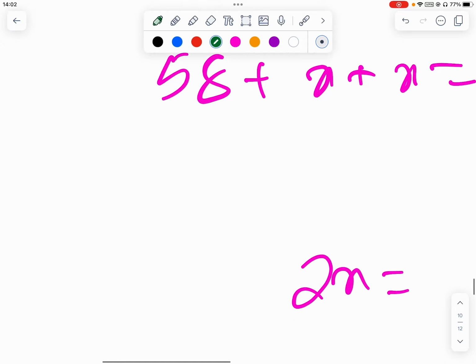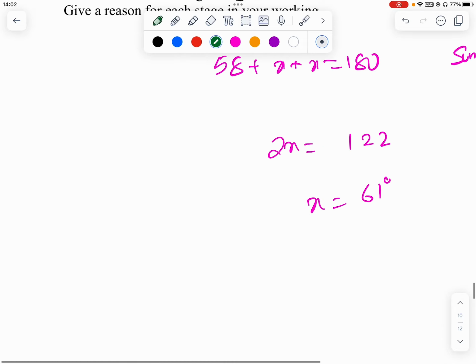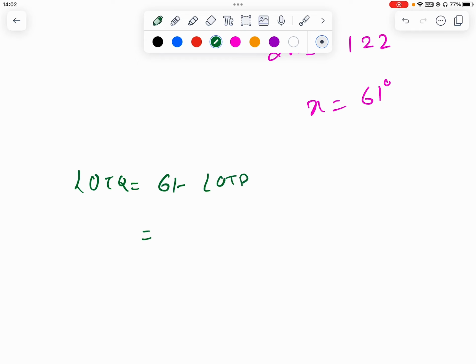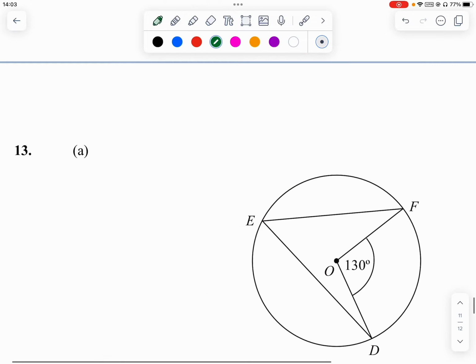But we have to write all the steps for that. So how do I write the steps? We write it out. Angle OTQ equals 61 minus angle OTP. Angle OTP equals 90 minus 58, which is 22. So therefore angle OTQ equals 61 minus 22, which is 39 degrees.